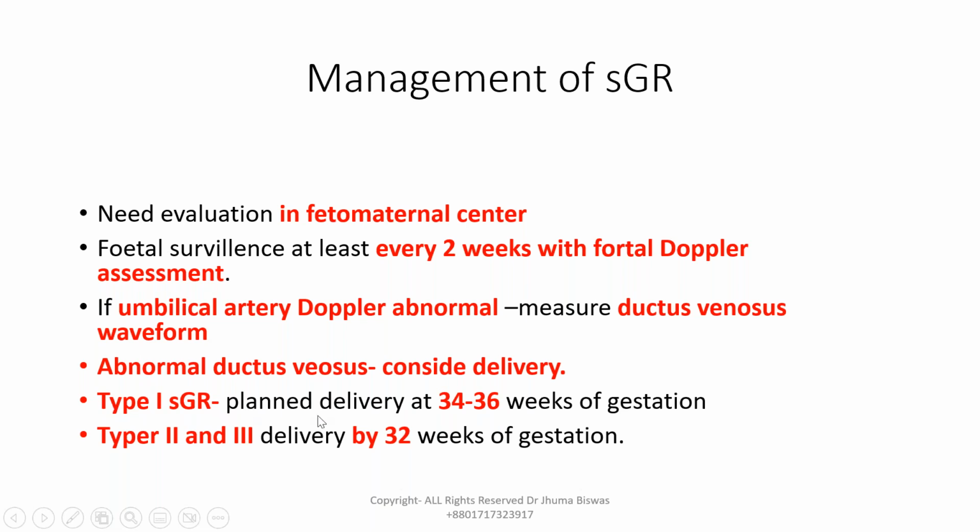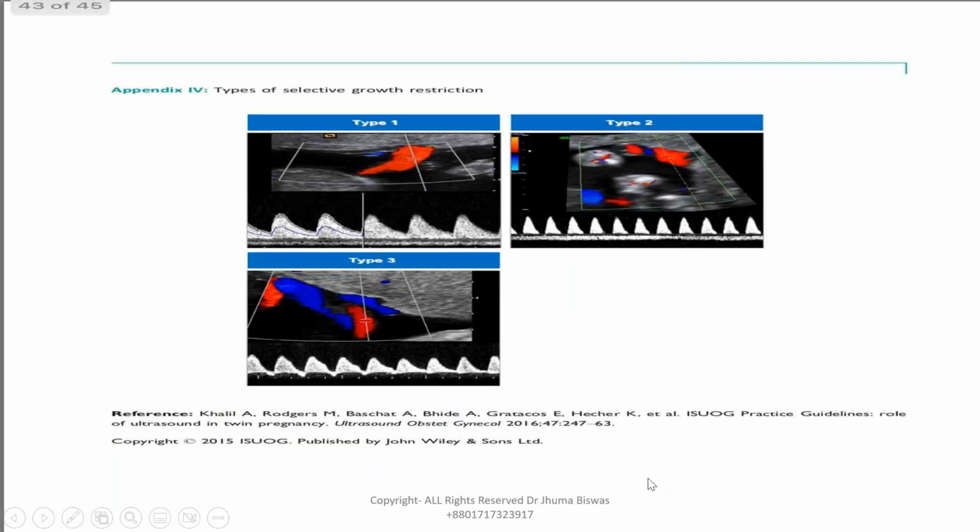In case of type 1 IUGR, you have to deliver between 34 to 36 weeks. Type 2 and type 3, you have to deliver by 32 weeks of gestation. So what does it mean, type 1, type 2, type 3? So this is the umbilical artery Doppler. This is the peak, the systolic, and this is the diastolic.